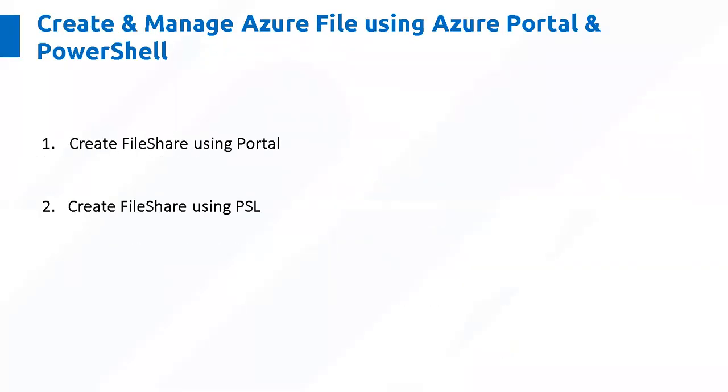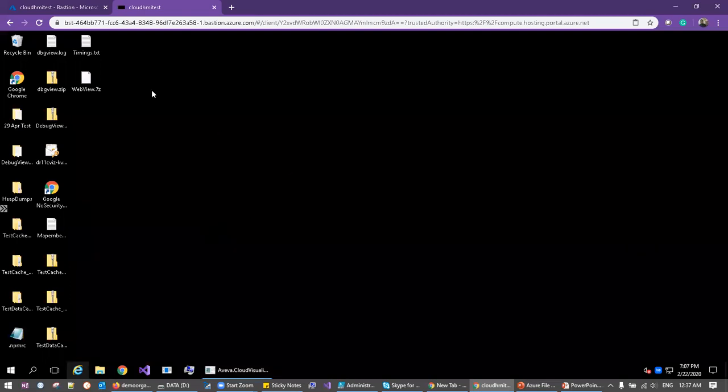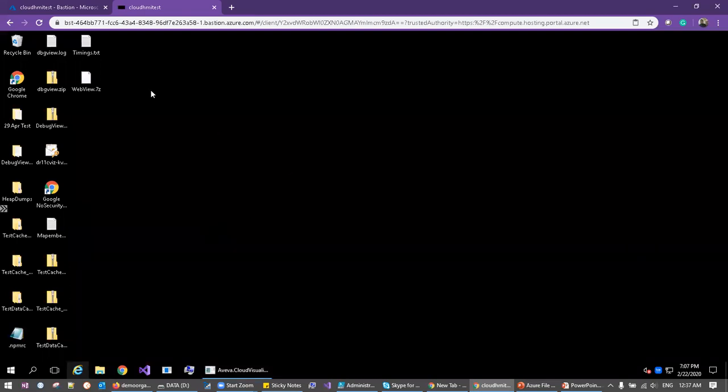So we learned how to create a file share using the Portal, and we also learned how to create and manage a file share using PowerShell. Now let's use an Azure file share with Windows. In this session, we are going to access Azure files from our local machine. So let me go to my local machine and access the Azure files. This is my local machine, and I want to use file storage from my local machine the File Explorer way.